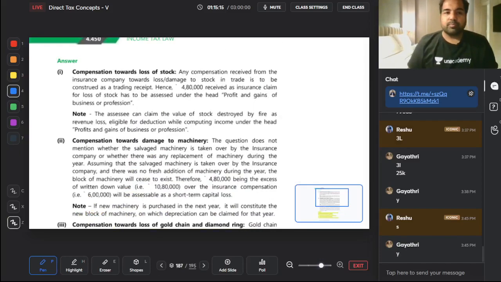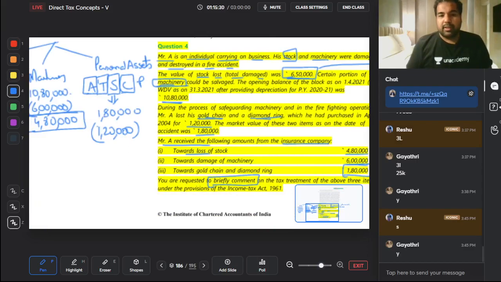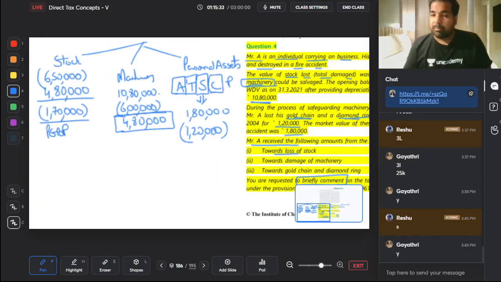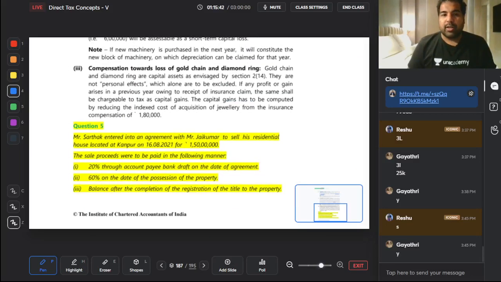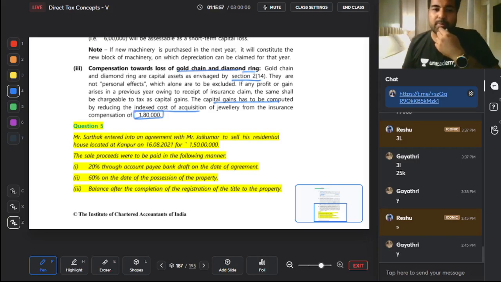I'll just show it to you. Compensation towards loss of stock is basically a loss to be assessed under PGBP. This 4,80,000, if you assume that the machine is left, you can continue depreciation. If you assume the machine is completely destroyed, then you can claim this as a loss, short term, always short term capital loss. And this gold chain and diamond ring is basically an asset under 2(14), and hence you will have to compute the capital gains by indexing the cost of acquisition. We don't know the indexation numbers, so you'll have to index it. Yes, that's the concept.